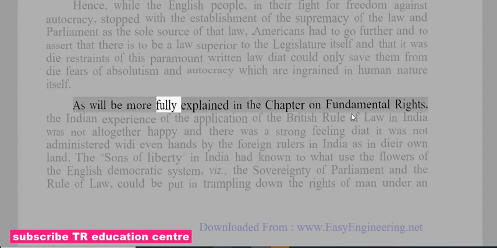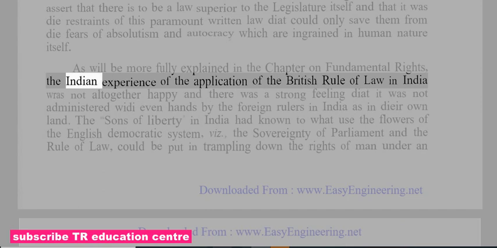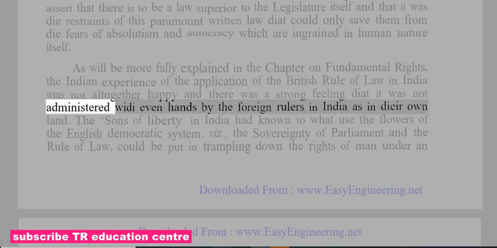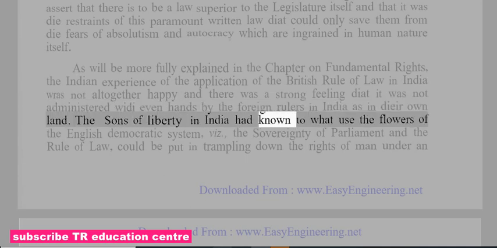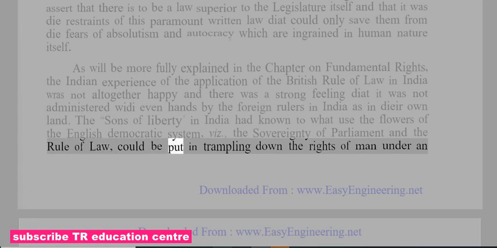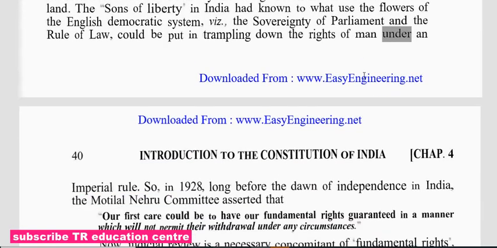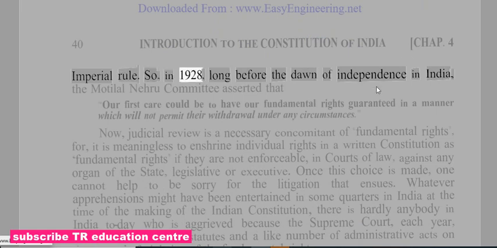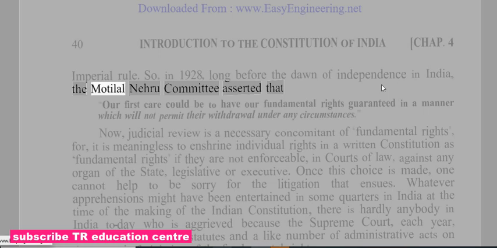As will be more fully explained in the chapter on fundamental rights, the Indian experience of the application of the British rule of law in India was not altogether happy, and there was a strong feeling that it was not administered with even hands by the foreign rulers in India as in their own land. The Sons of Liberty in India had known to what use the flowers of the English democratic system, viz., the sovereignty of Parliament and the rule of law, could be put in trampling down the rights of man under imperial rule.